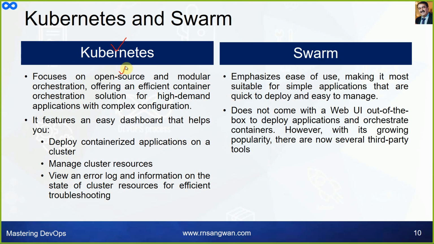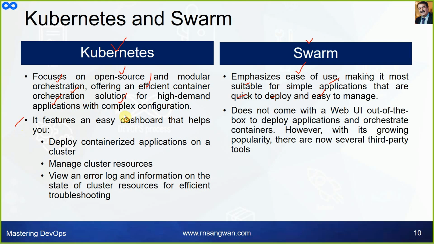Kubernetes focuses on open source and modular orchestration, offering an efficient container orchestration solution for high demand applications with complex configurations, whereas Swarm emphasizes ease of use, making it most suitable for simple applications that are quick to deploy and easy to manage.